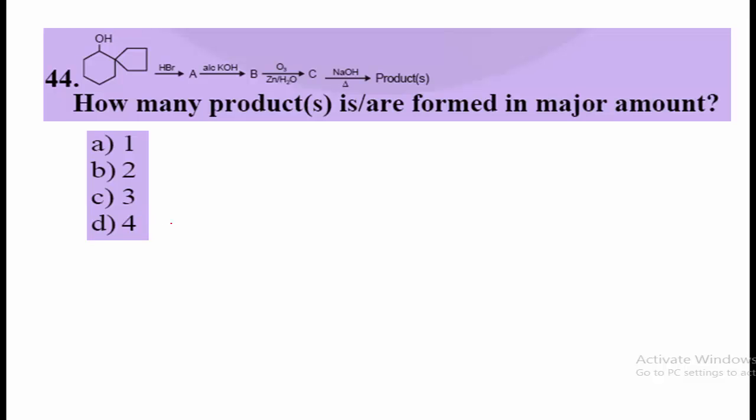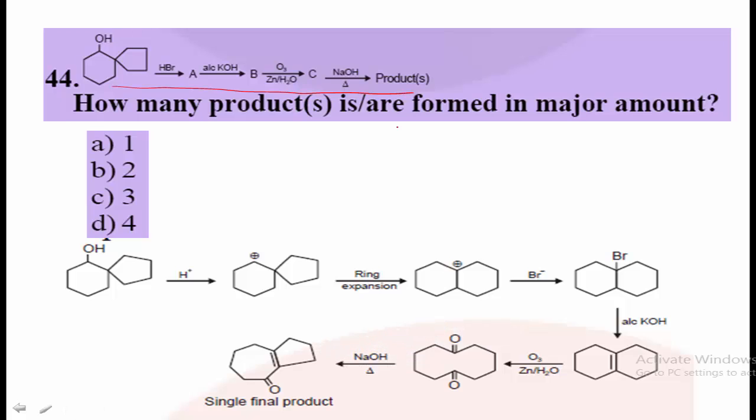44th. In the given reaction, how many products are formed in major amount? Here the reaction scheme is given. Ring expansion, acid catalysis, all these things take place. Just by going through this reaction, you will get a single final product. That is option 1.